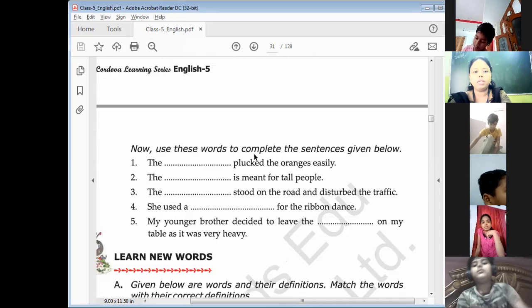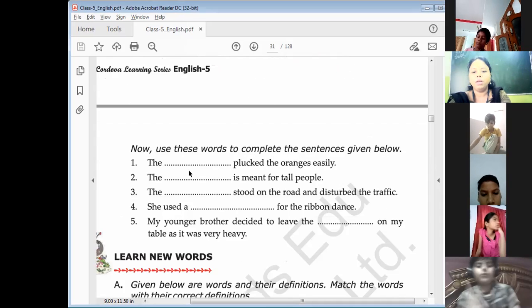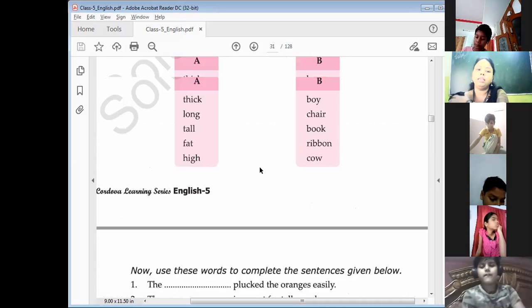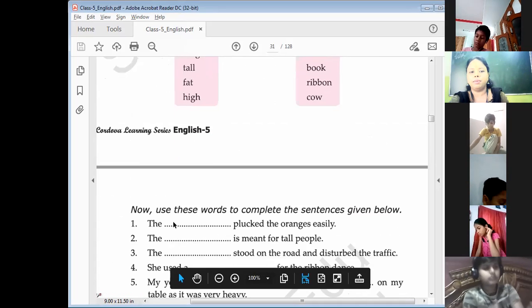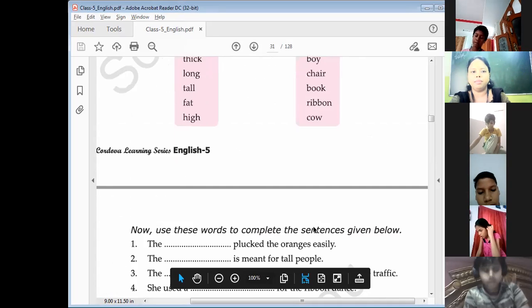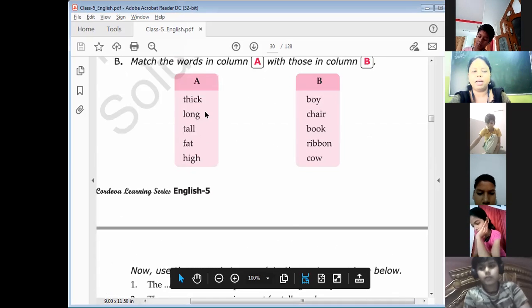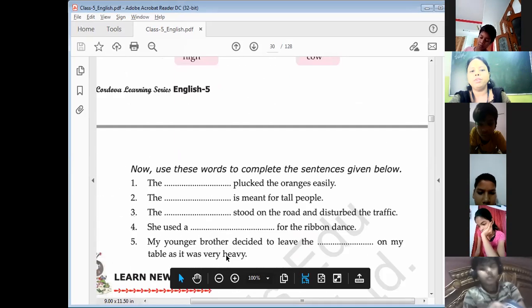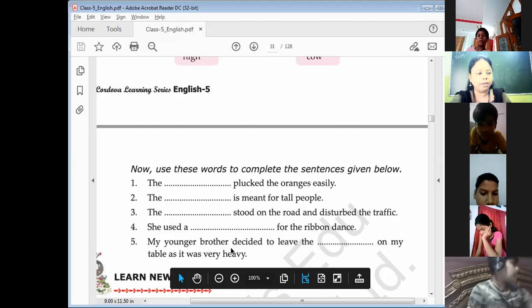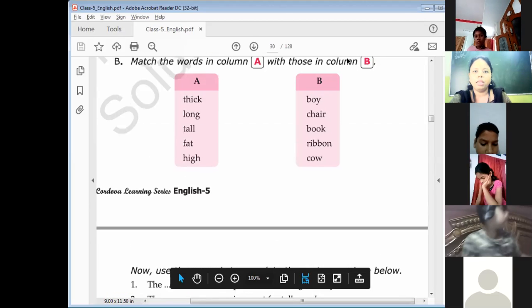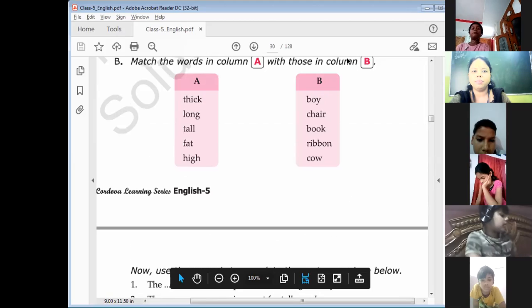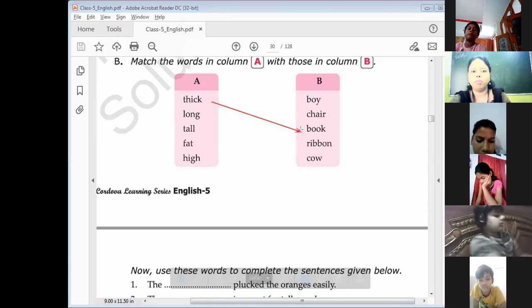Now use these words to complete the sentences given below. Here some words are given. Here these words you have to use here. The dash plucked the orange easily. You have to match them first and you have to add. Let's match. I will help you to match them and you can fill in the blanks here. Understand? So the answer of the first one is thick book.